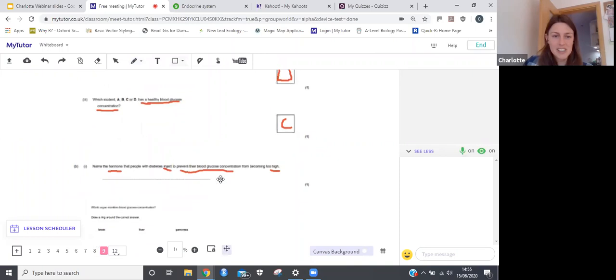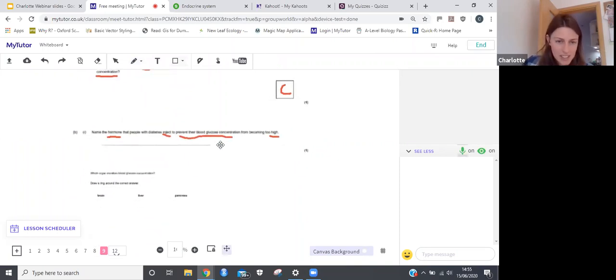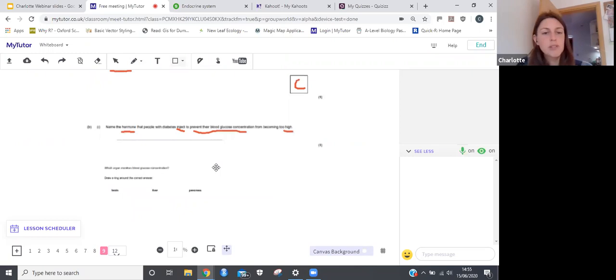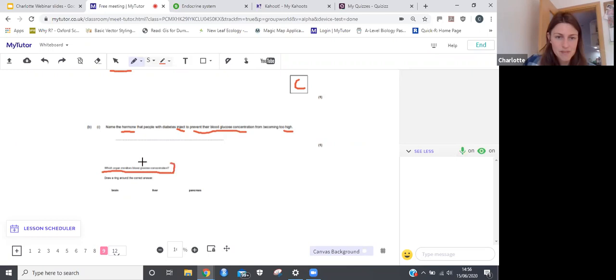Well done. And then finally, oh, you can barely see this one. That's rubbish. I'll read it out. Which organ monitors blood glucose concentration? Circle the correct answer. Brain, liver, or pancreas? Which one monitors blood glucose concentration? Great. Well done, everyone. It is indeed the pancreas. Fab.